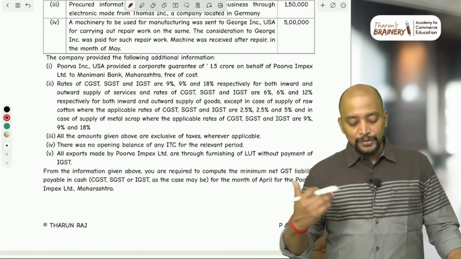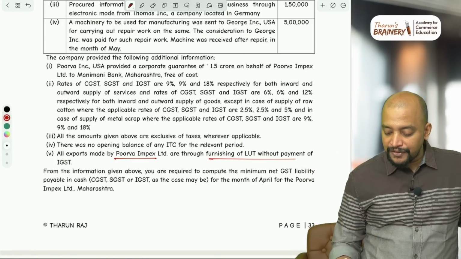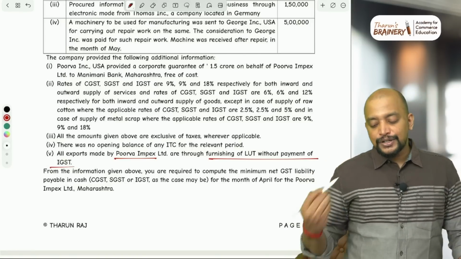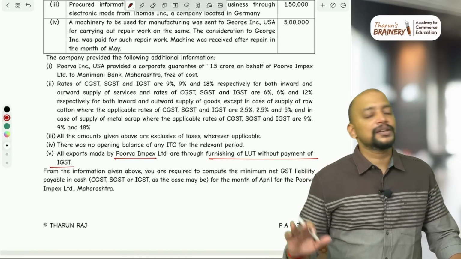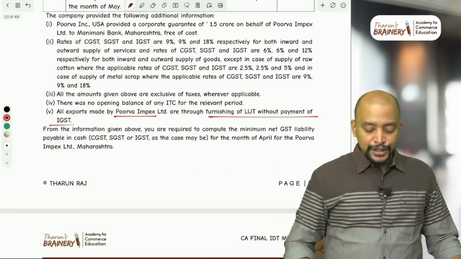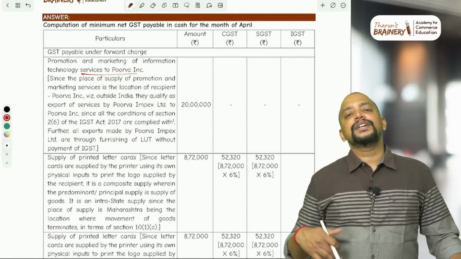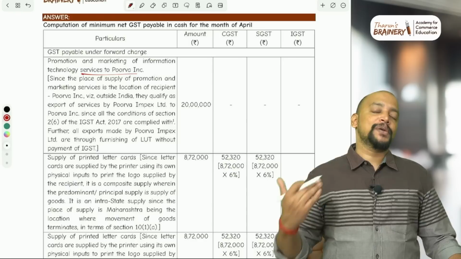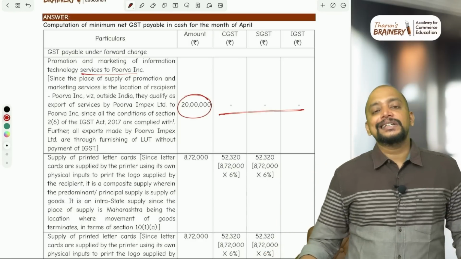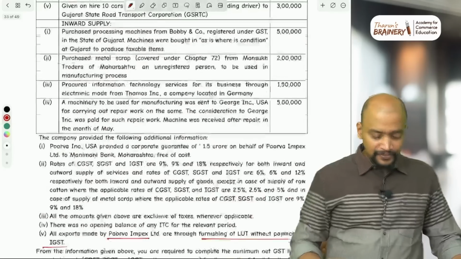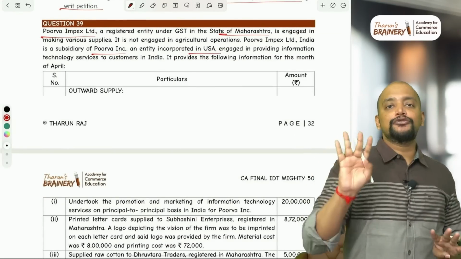So therefore we are assuming here, see, all exports made by Purva Impex are through furnishing of LUT without payment of IGST. So we are assuming that it is export of services and there is a consideration that is involved in convertible foreign exchange. So due to that reason, it will qualify as export of services, and moreover it is export under bond or LUT without payment of IGST. So just amount will be there, but there won't be any GST liability with respect to this. Then next transaction, so it should come in statement 1. So we need to prepare in 4 statements.